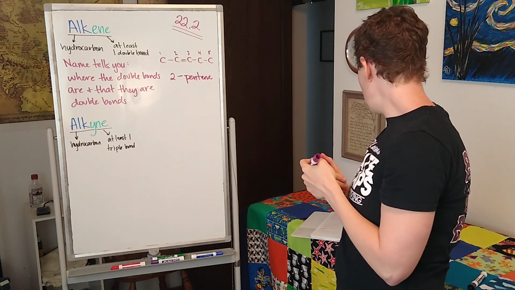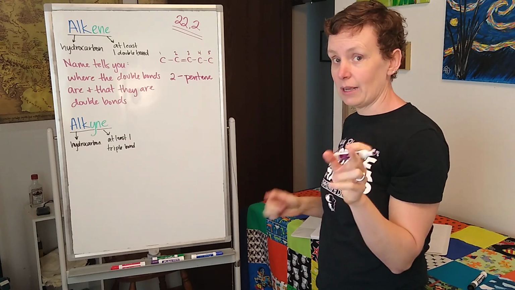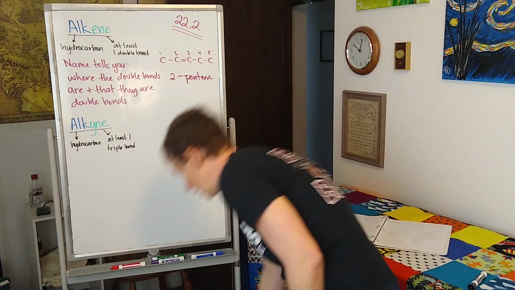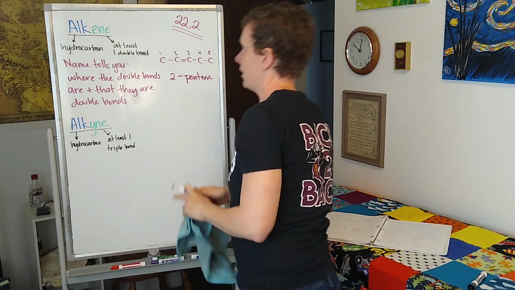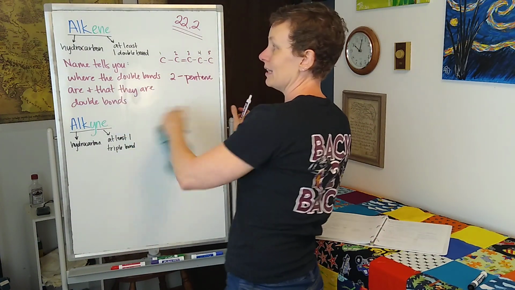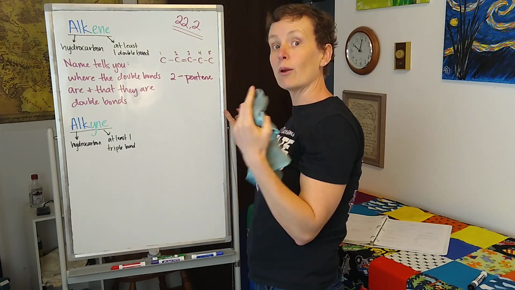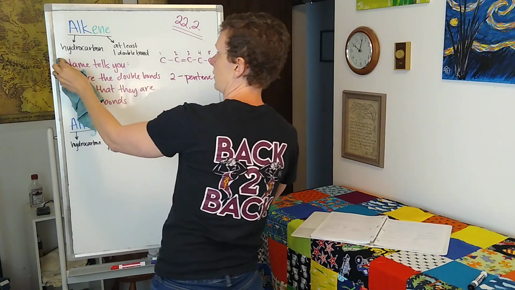Okay, I'm going to erase this, so if you need it, pause your video so you can capture it, and then you can't lose it, because now we're going to name, in the same section of class notes, one that has more than one double bond.